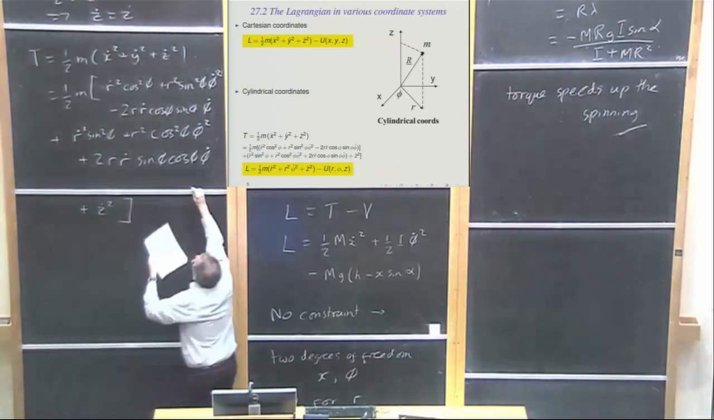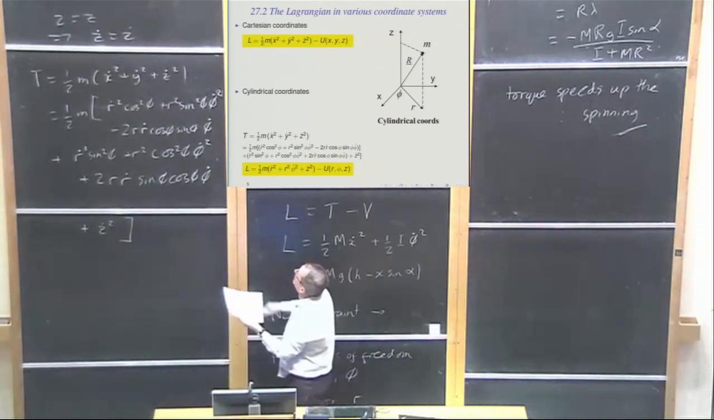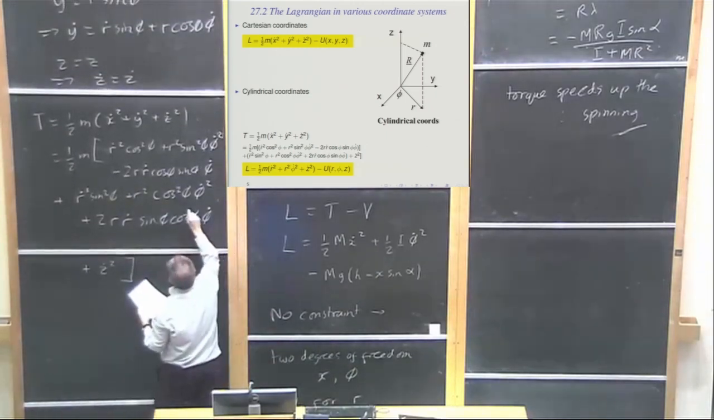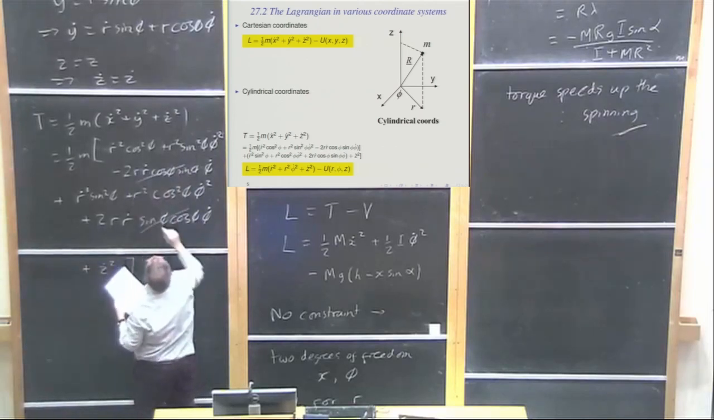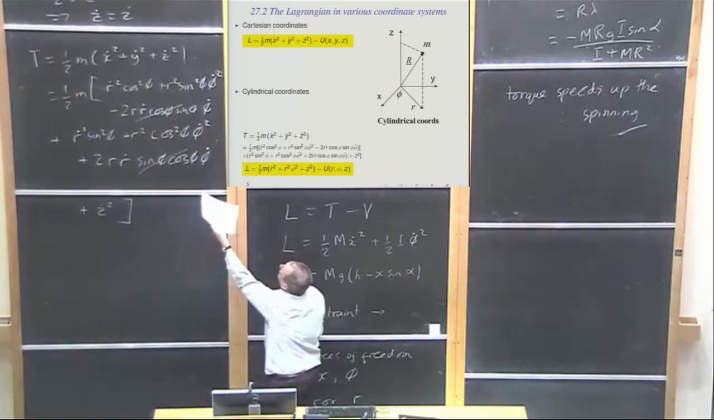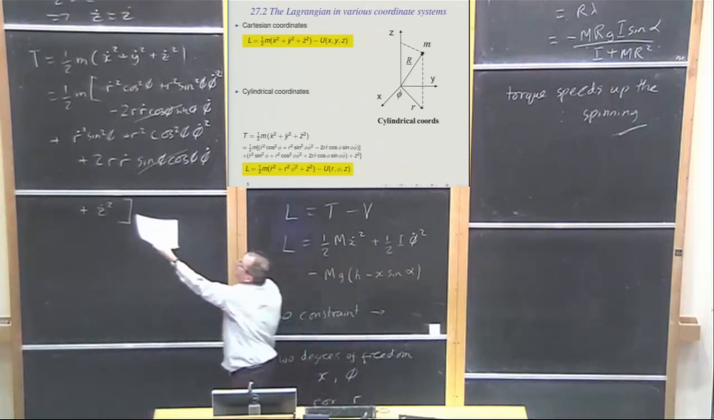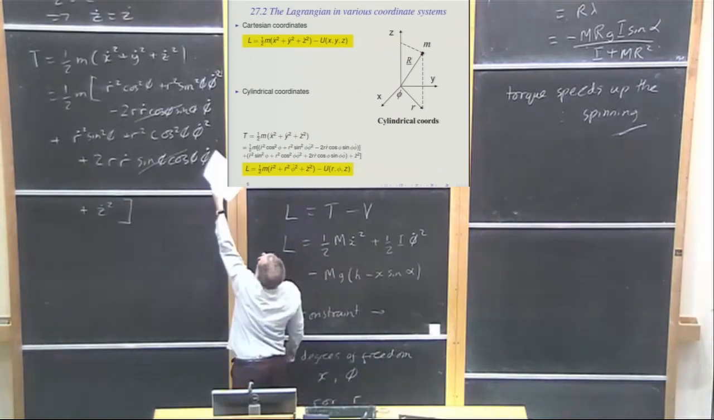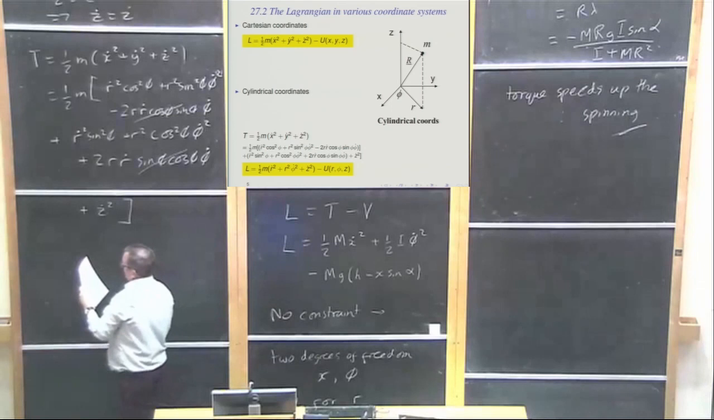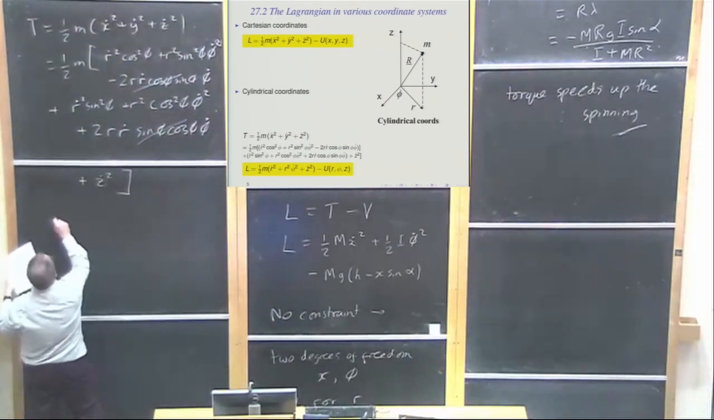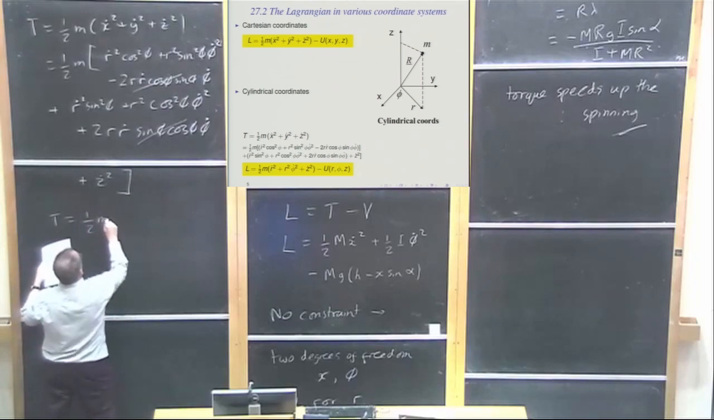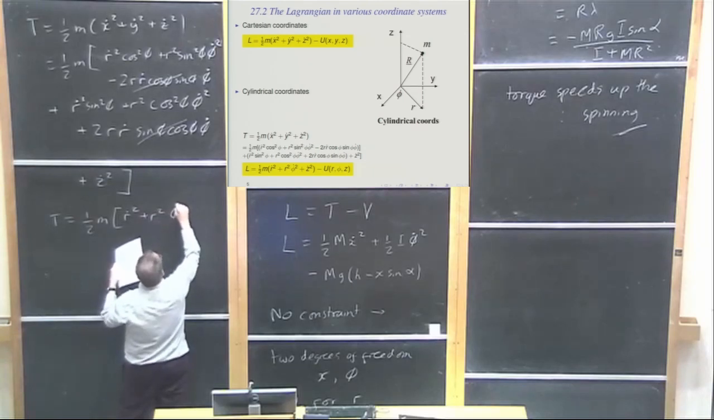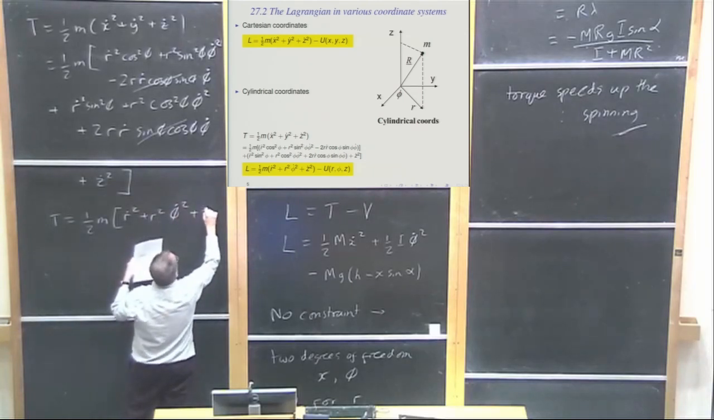That's easy. But let's look at this mess here, and if I've written things out correctly, I note that this term is the same as this term, so these cross terms go. And then we have a term in r dot squared cosine squared phi, but we have r dot squared sine squared phi, and cosine squared plus sine squared is 1. And similarly for this term here and here, so we end up with T equal to a half m (r dot squared plus r squared phi dot squared plus z dot squared).